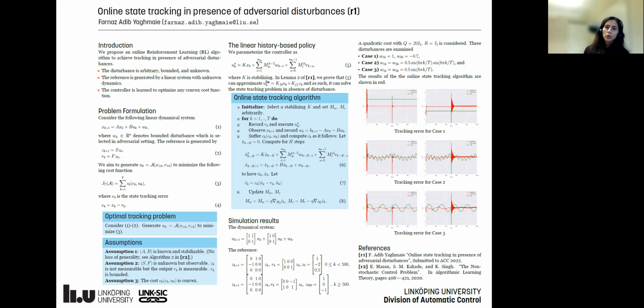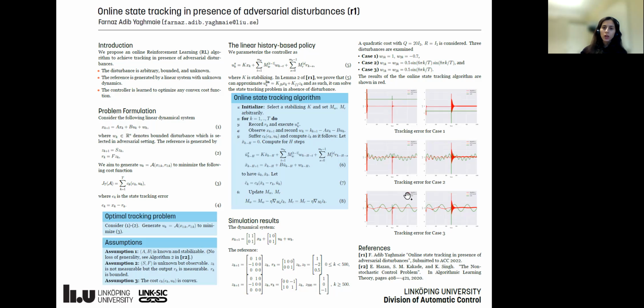And then we study 3 cases for the disturbance. The first case is to consider constant disturbance. The second case is a kind of amplitude modulation. And the third case is when we have a sinusoid as our disturbance. And then in these figures, you can see the tracking error. Our algorithm is shown in red, and the result of the LQR algorithm is shown in green.